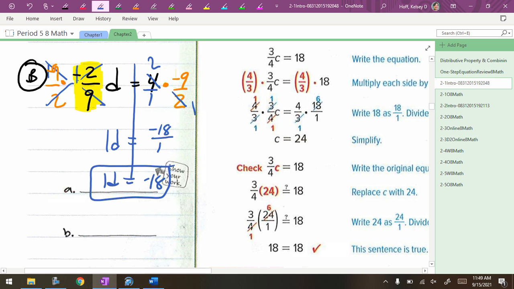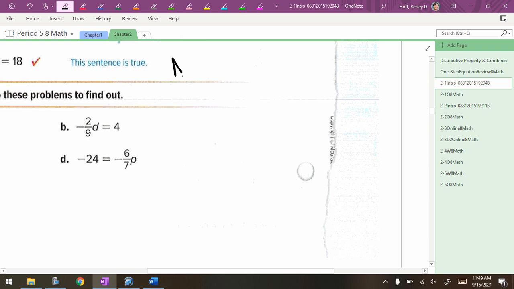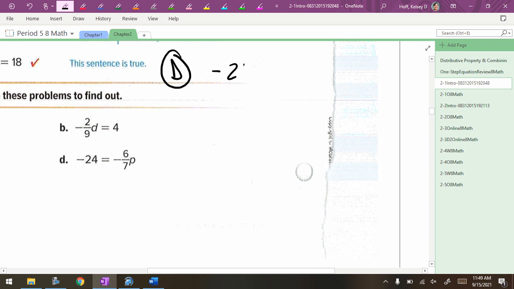On your own, I want you to do the next one, D. Do it right here, just enough space. Negative 24 equals negative 6/7 P. On your own, and then I'm going to call on some people here.